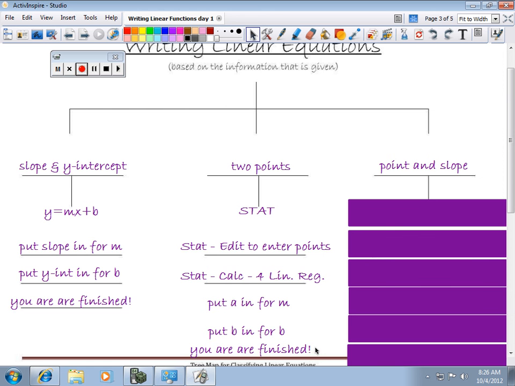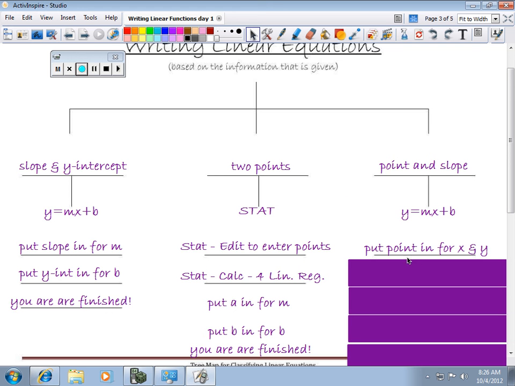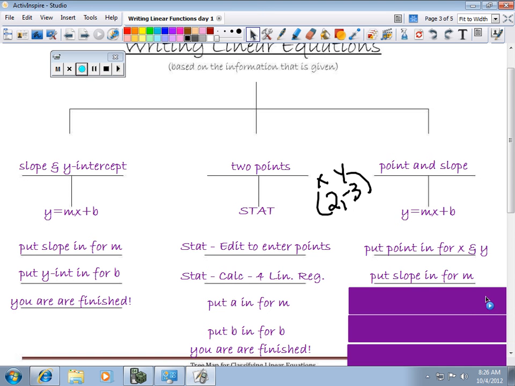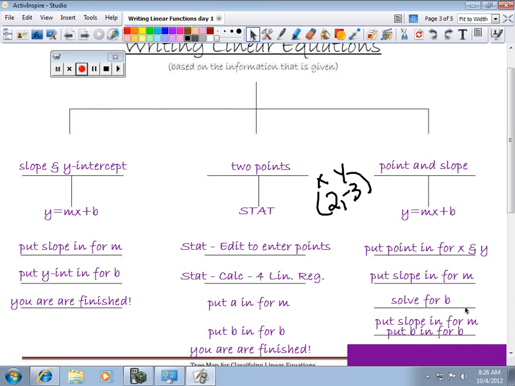There's your equation. If they give you point and slope, you have to work a little bit more. You start with y equal mx plus b. You put the point in for x and y. Remember that when you have a point like this, the first number would be x, and the second number would be y. So you would put that in for your x and your y in the equation. You would put the slope in for m. You would take that equation and solve for b. You would then go back and put the slope they gave you in for m, put the b that you found in for b, and you're finished.